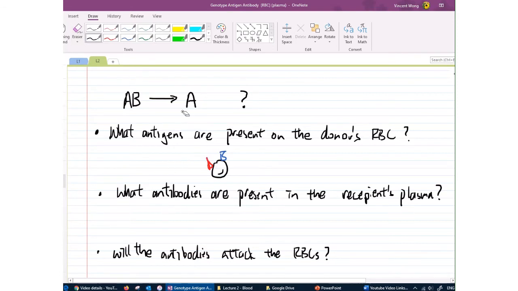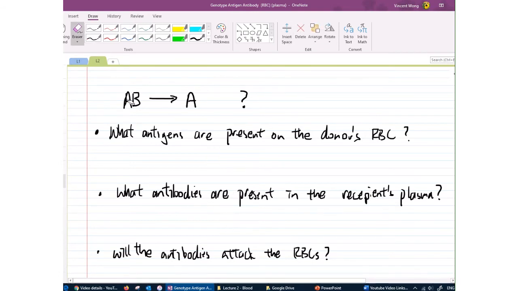So what antibodies does the type A person have? Well, if they're type A, then they would see B as foreign, and so they will have anti-B antibodies. If you go ahead with transfusion, the antibody will attack anything that has a B on it, and in this case, that means they will attack the red cell, and this would be not safe. Okay, let's try another one.